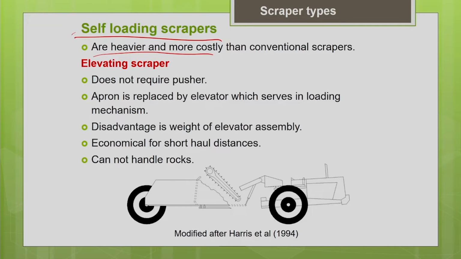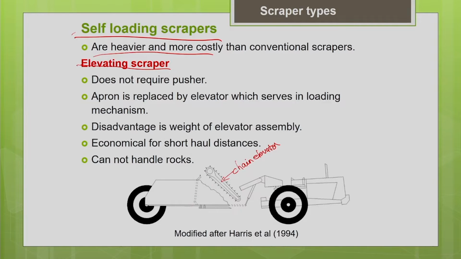So, under this self-loading there are different types. One such type is your elevating scraper. In the elevating scraper, you can see a chain elevator. This is your chain elevator assembly. Just like an elevator, you can see a series of flights, kind of steps, arranged on the elevator chain. So instead of an apron, you have this chain elevator. It will facilitate the entry of your material into the bowl.